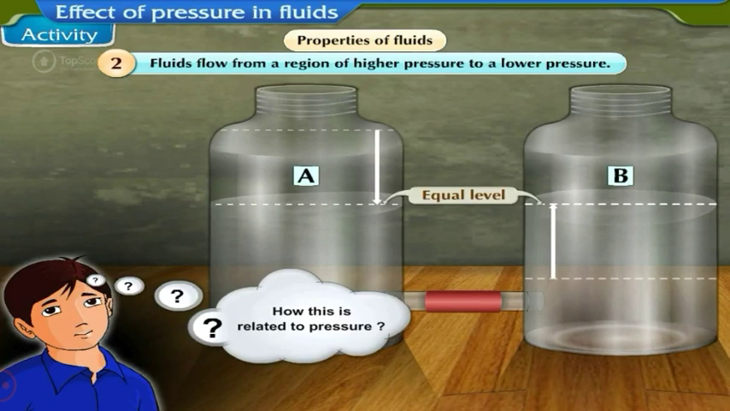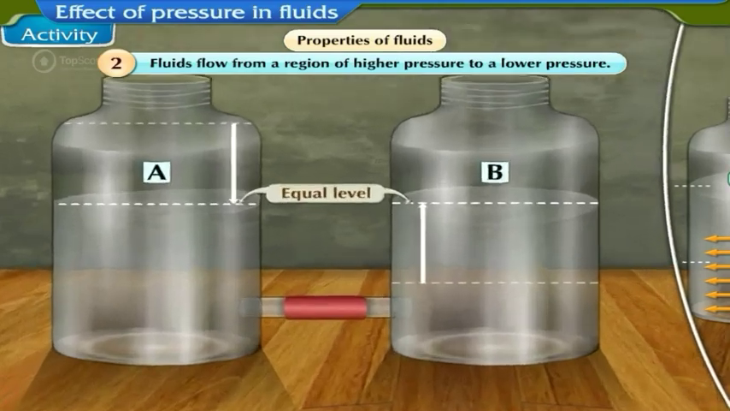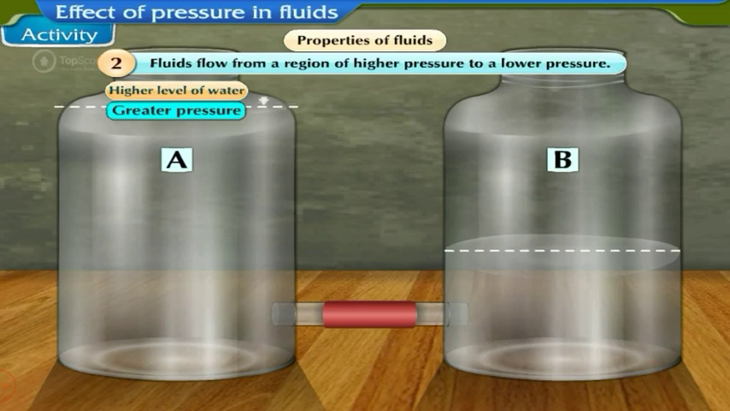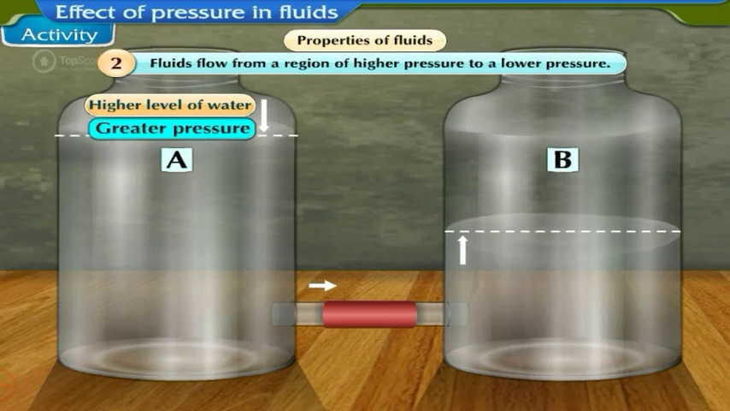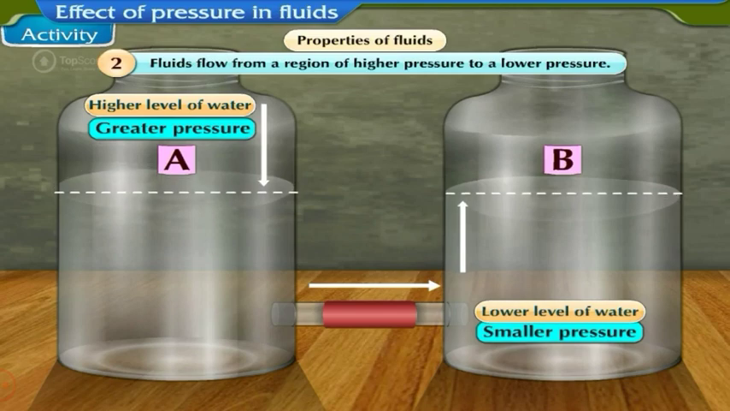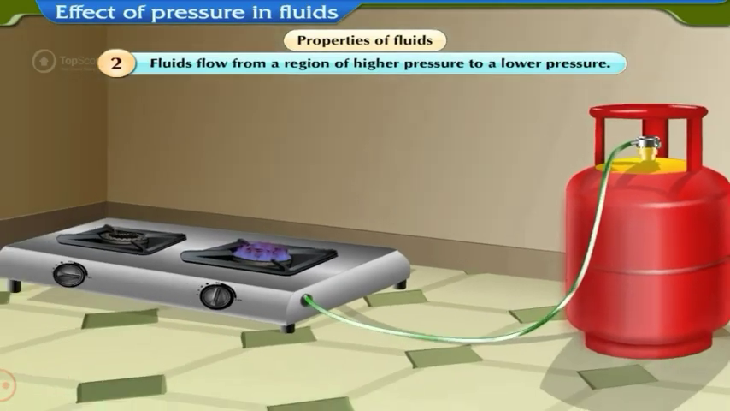You may now wonder, how is this related to pressure? Well, we have just learned that if the height of the water column is more, it exerts a greater pressure. That is, higher the level of water, greater is the pressure in that region. Hence, the water flows from a region of higher pressure in bottle A to a region of lower pressure in bottle B. Similarly, when the valve of a LPG gas cylinder is opened, the gas flows out into the pipe because the gas is stored under higher pressure in the cylinder.